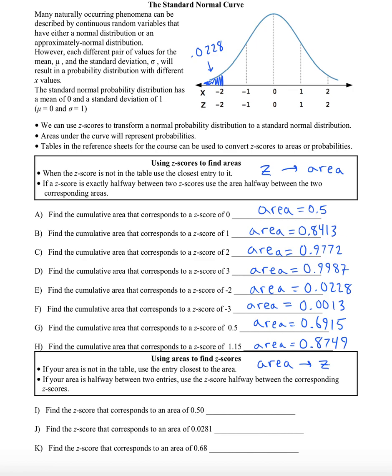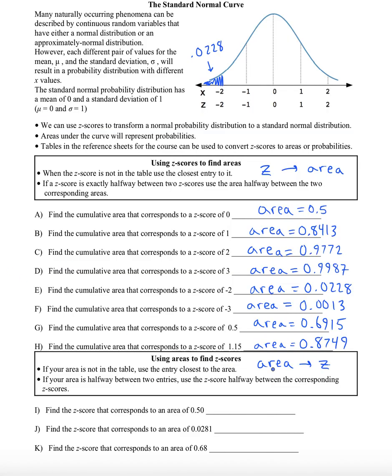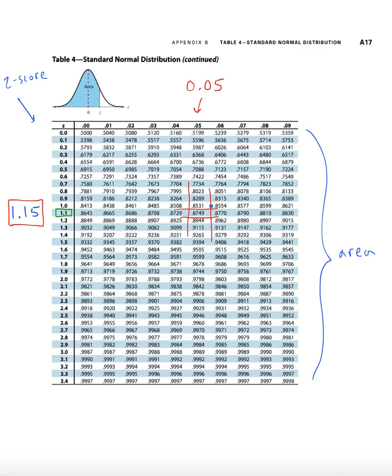Whenever you're using that table, you always want to think very carefully about what am I being given and what am I asked to find. If I'm being given a z, then I need to look it up on the left column, and then I find my answer in the area space. But in these problems, I'm being given an area, and they're asking me for a z. So I'm actually going to start in the body of the table, the area section, and I'll find the z from that. Alright, let's try one like that.